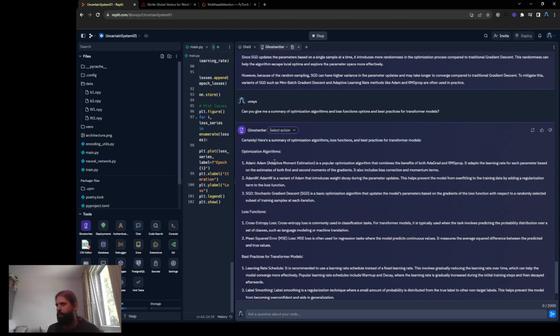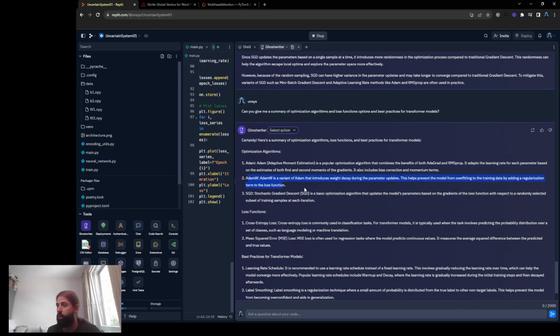Adam, Adaptive Moment Estimation, is a popular optimization algorithm that combines benefits of both AdaGrad and RMSprop. It adapts the learning rate for each parameter based on the estimates of both first and second moments of the gradients. It also includes bias correction and momentum terms. AdamW is a variant of Adam that introduces weight decay during the parameter update. This helps prevent the model from overfitting the training data by adding a regularization term to the loss function.